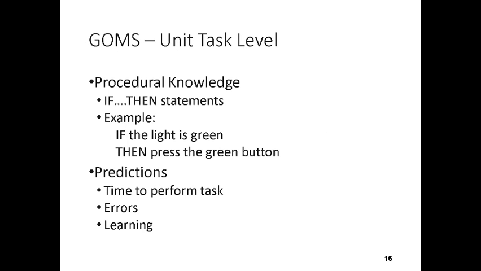The unit task level looks at procedural knowledge. So you have a series of if-then statements. Procedural knowledge is usually made up of if-then statements. So an example is, if the light is green, then press the green button. It allows you to make predictions like the time to perform a task, the number of errors you might encounter, and the learning rates. How quickly is someone going to be able to learn this?